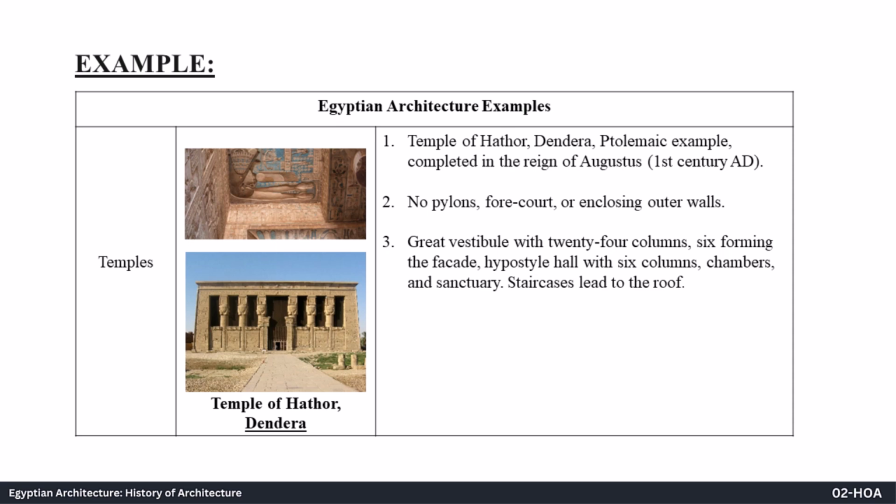Temple of Hathor at Dendera. Temple of Hathor, Dendera, Ptolemaic example, completed in the reign of Augustus, 1st century AD. No pylons, forecourt, or enclosing outer walls. Great vestibule with 24 columns, 6 forming the facade, hypostyle hall with 6 columns, chambers, and sanctuary. Staircases lead to the roof.